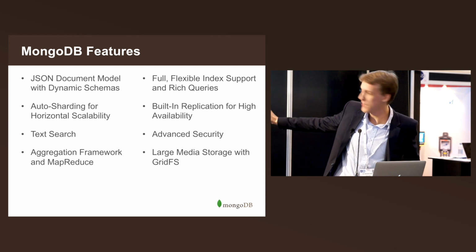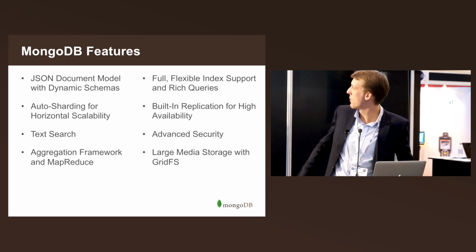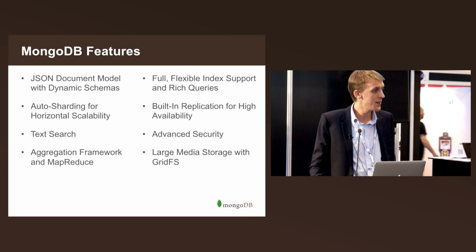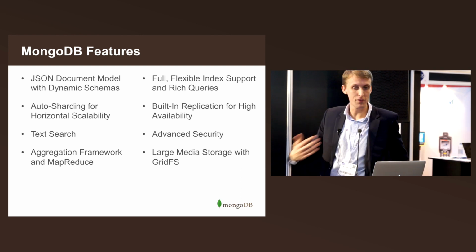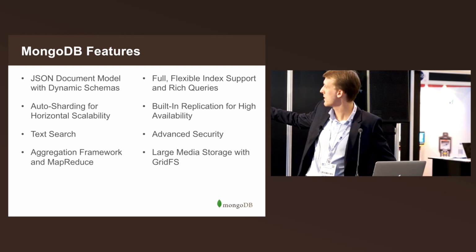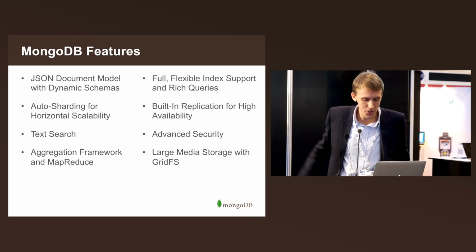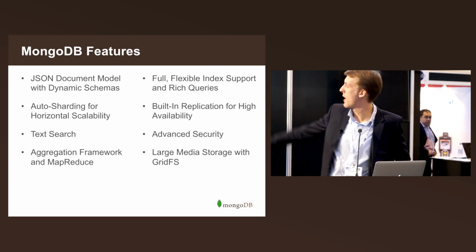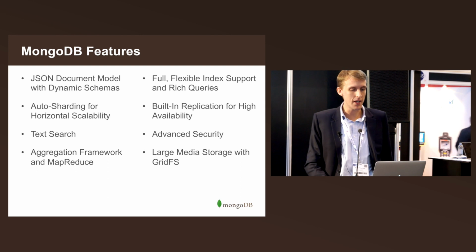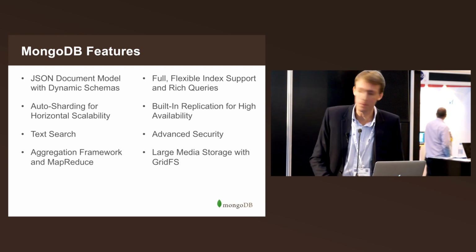So what have we got then? We've got this JSON document model. We've got full and flexible queries. I'm going to show you some of these, to say how you can actually find the data. We've got the ability to have aggregation, which I'll talk to you about. And we've got the ability to shard. I'm going to go into as many of these as I can in the time.